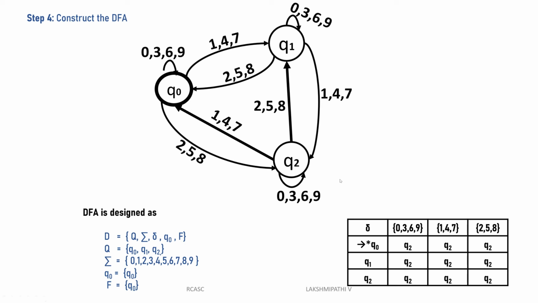Okay, q0 of 0, 3, 6 will be q0 only. Then q0 of 1, 4, 5, 7 is q1. Then q0 of 2, 5, 6 is q2. Then q1 of 0, 3, 5, 6 is q1. Then q1 of 1, 4, 5, 7 is q2. Then q1 of 2, 5, 6 is q0. The q2 of 0, 3, 6, 7 is q2, q2 of 1, 4, 7 is q0, the q2 of 2, 5, 6 is q2.